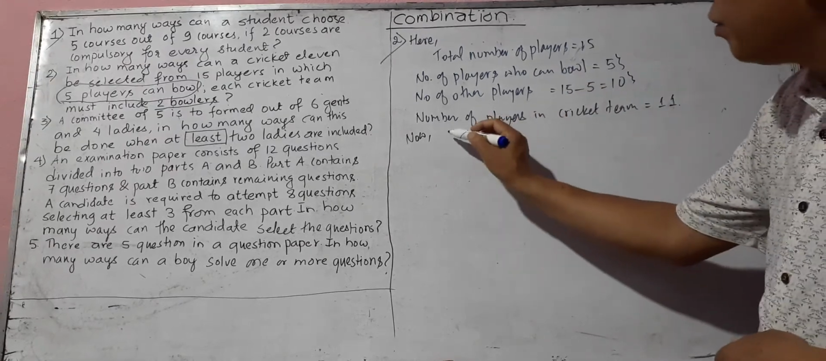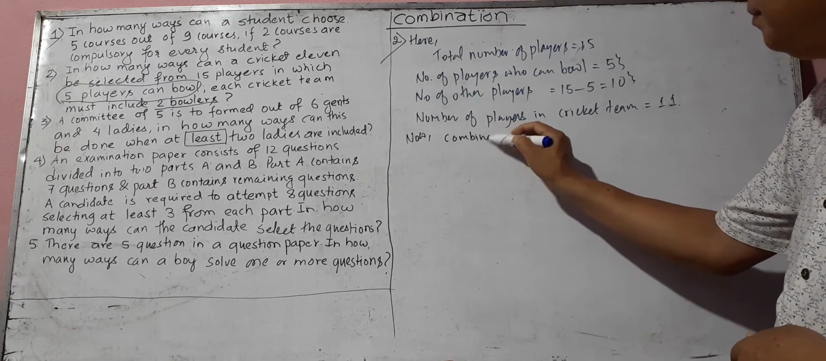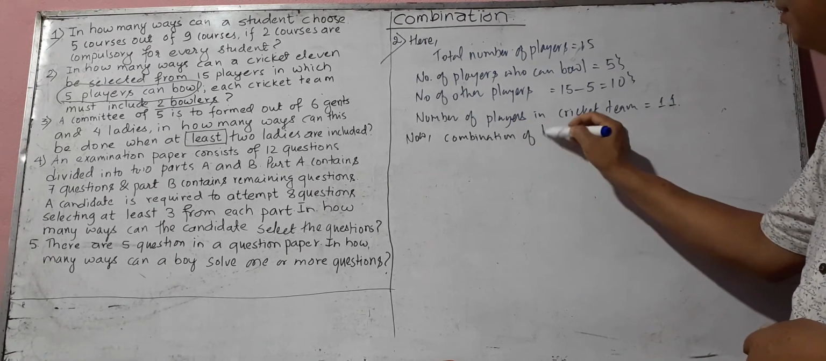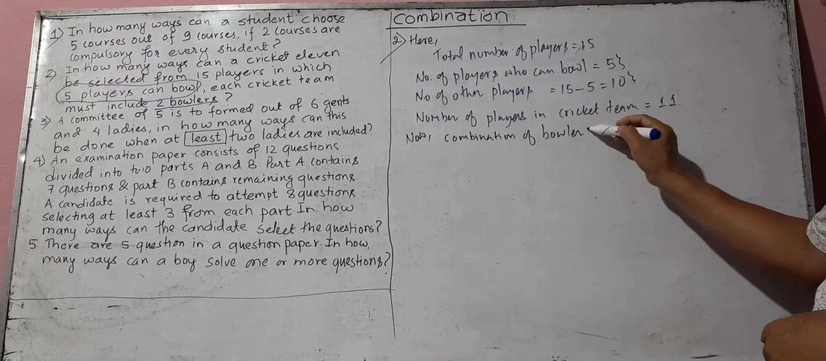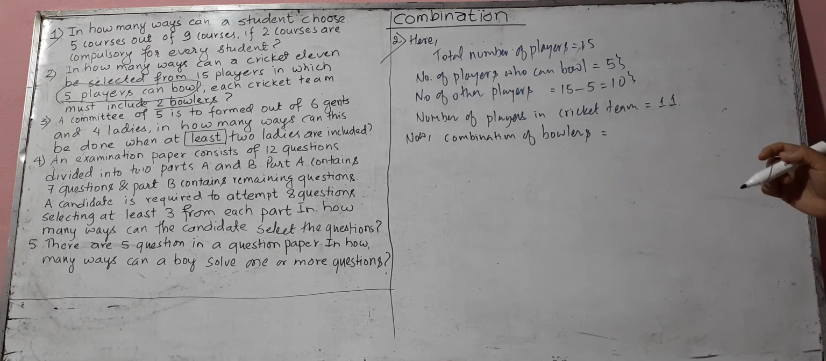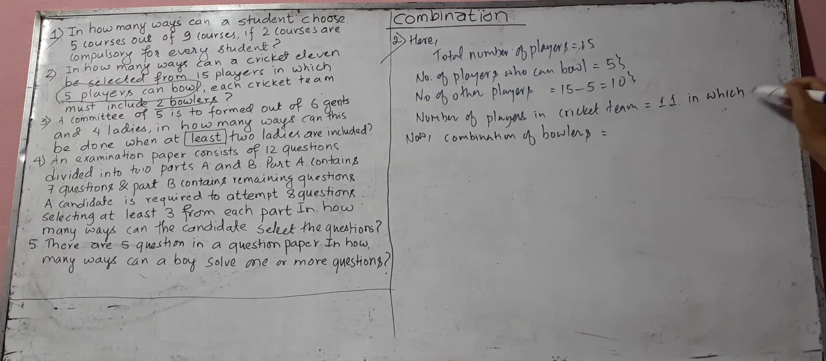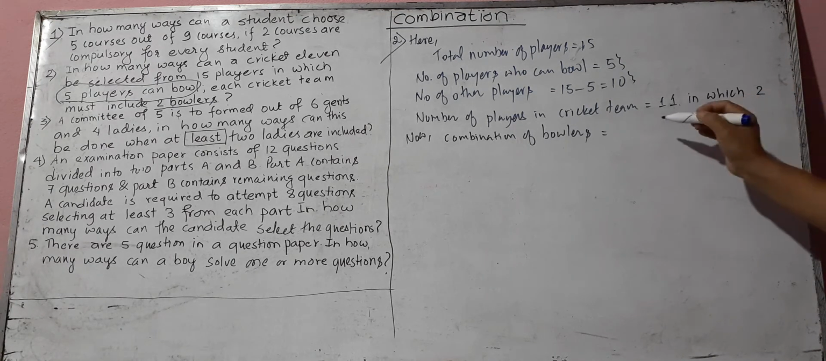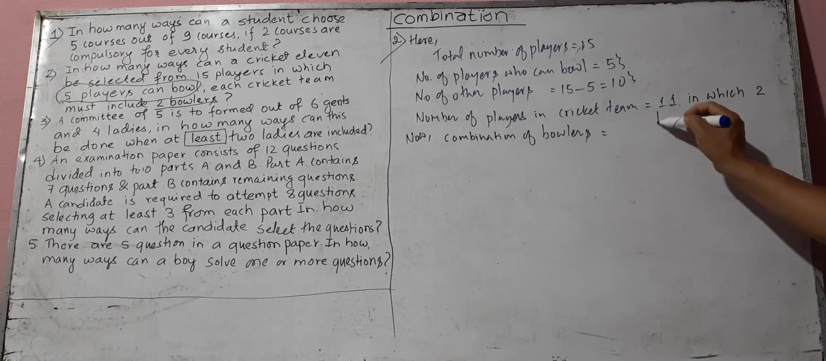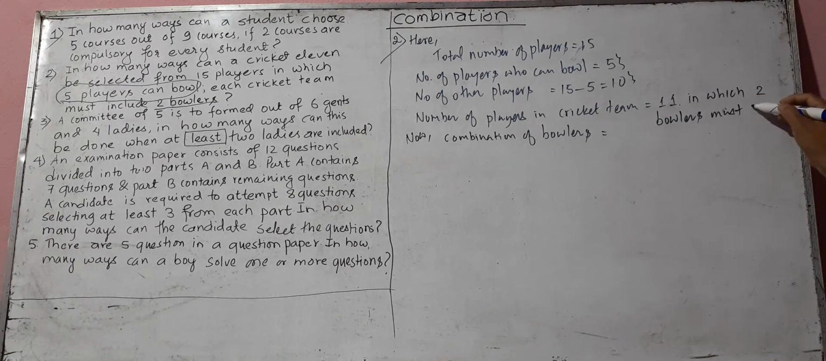Now the combination of bowlers. You can also write the combination of bowlers is equal to, since 2 bowlers must be included, you write here, in which 2 bowlers must include.